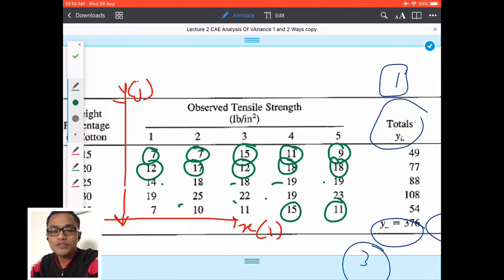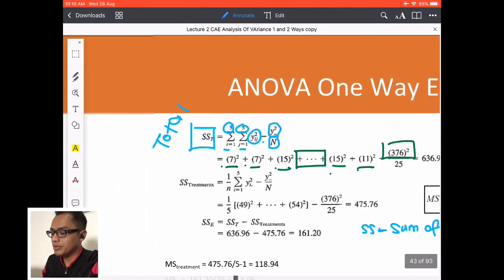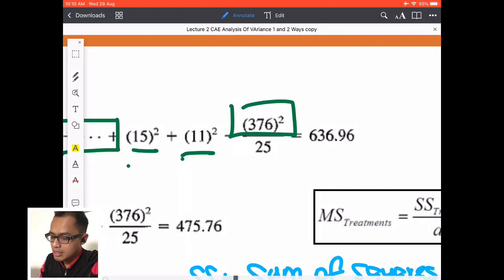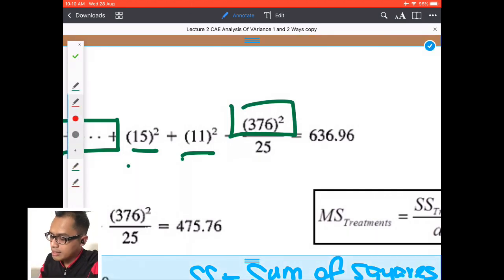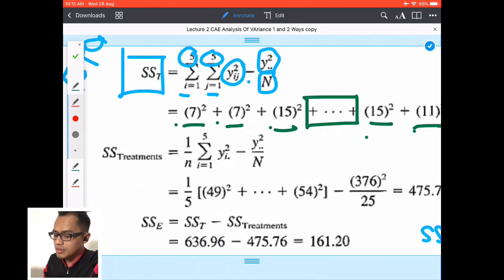Unfortunately, you have to use your calculator. Please punch your calculator correctly. Don't rush, because if you make mistakes, it's not easy to get back and detect where you did the mistakes from. Okay? That is for SST. And you got, in red, 636.96.